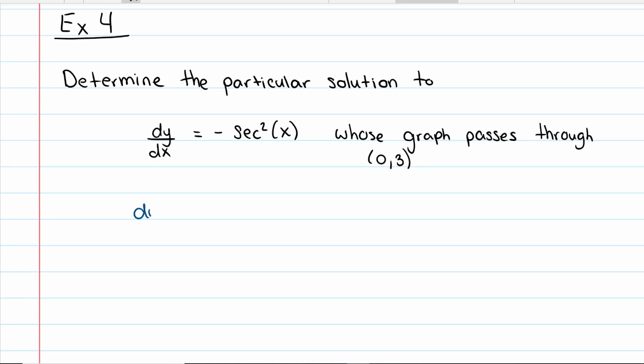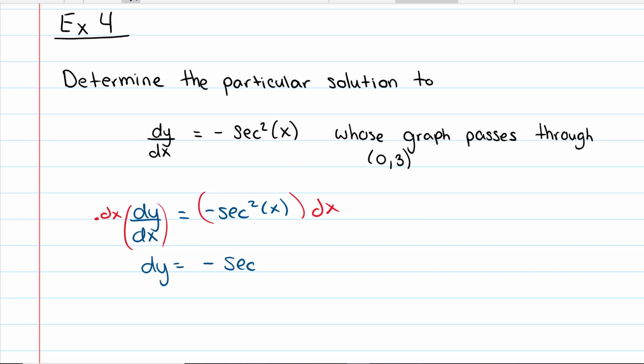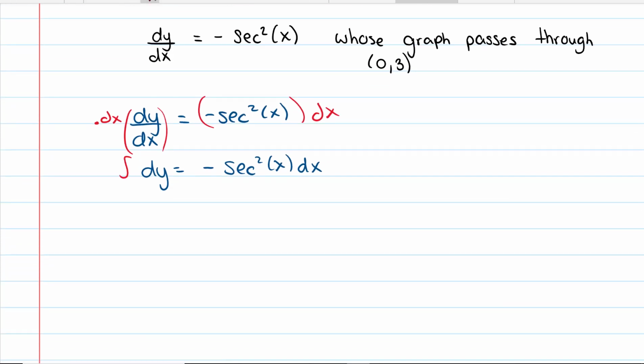So we're going to write dy/dx is equal to negative secant squared of x, and we're going to multiply both sides by dx. And we get dy is equal to negative secant squared of x dx. We integrate both sides with respect to each of their variables, and you get y is equal to negative... the derivative of tangent is secant squared, so the integral of secant squared is going to be tangent. So it's negative tangent of x plus c.